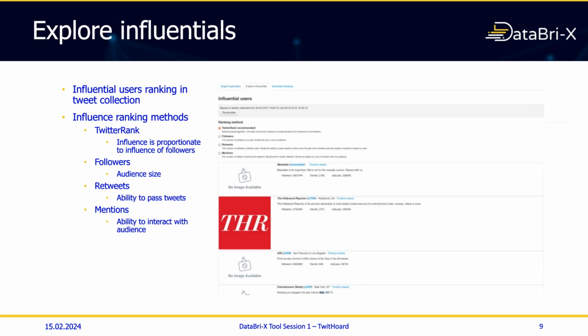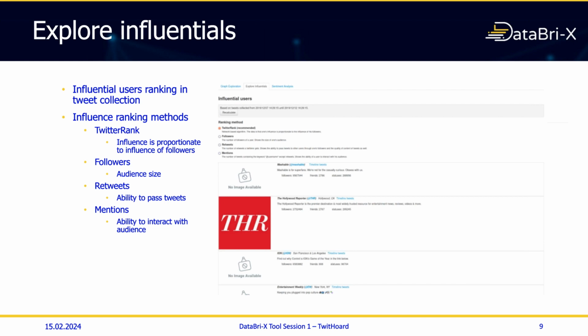Another interesting capability of Twit Hoard is the ability to calculate and explore influential users in the tweet collection. Four ranking methods are available. Twitter rank is an interesting network-based method that is similar to PageRank, where influence is considered to be proportionate to the influence of the followers of a user.